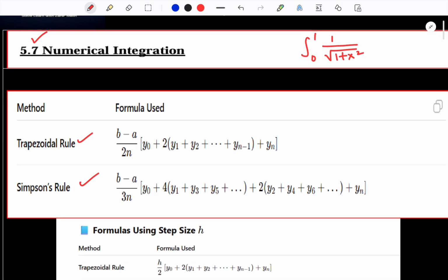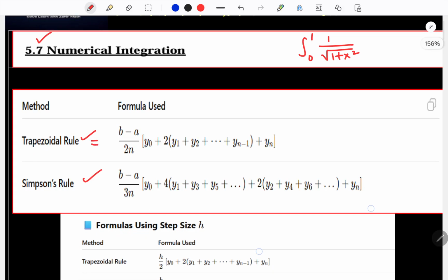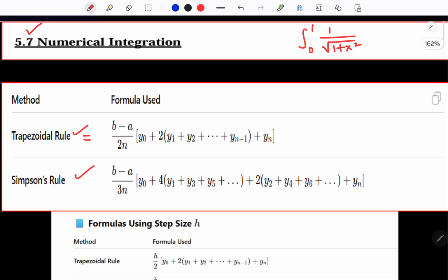First is the trapezoidal rule. What is that rule? The rule is (b minus a) divided by 2n, times y naught, the first one, and y n, the last one. In between, all the values you have to multiply by 2. Keep that in your mind. When the table comes, I will explain.